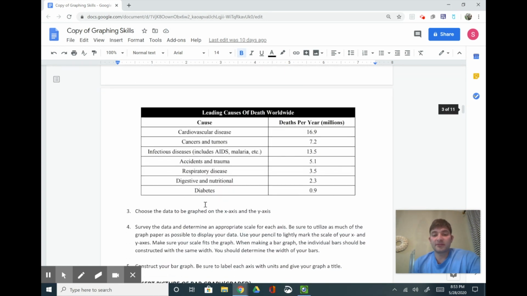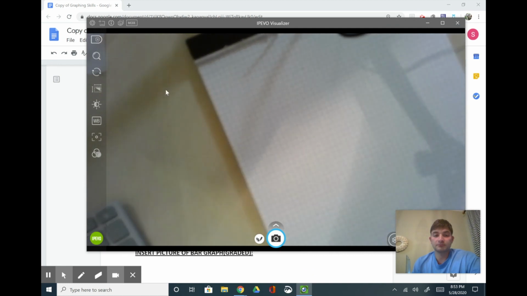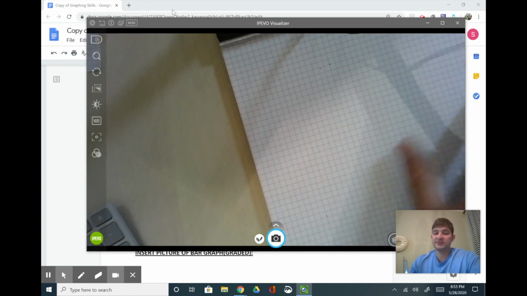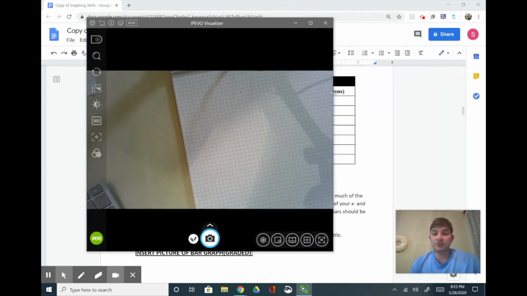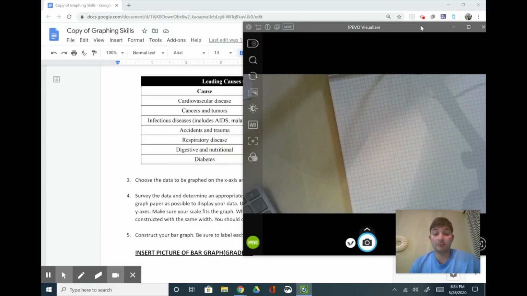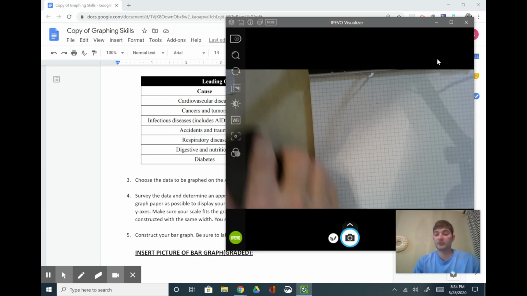So this is the first table, and this is where you have to make a bar graph. As you can see, it has a title, the calls and deaths per year. So we need to graph this. Now, I will show you just a few quick tips of some issues that arise with my students most of the time, and it's something that you need to watch out for as well.